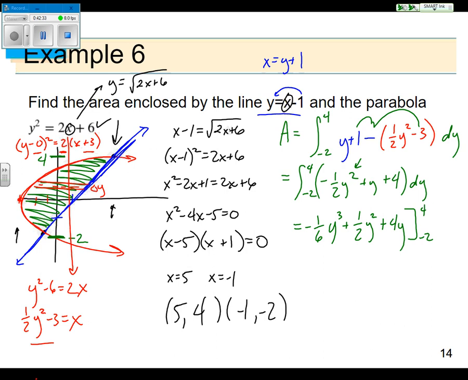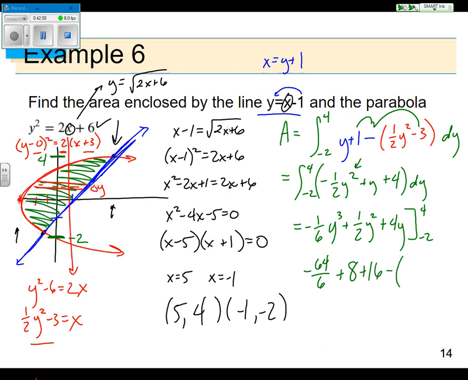So I'm going to plug in 4 in for everything. Well, when I plug in 4 right here, it's going to give me 4 cubed. Let's see, 4 times 4 is 16, 64. -64 over 6. And then I got 4 squared is 16. Half of that is 8. And then 4 times 4 is 16.